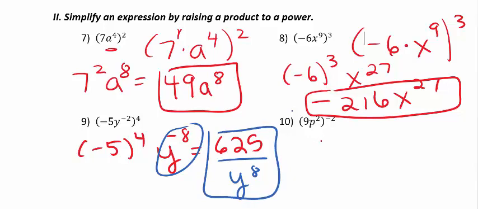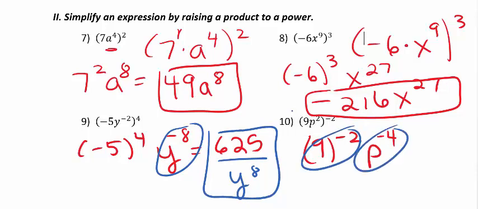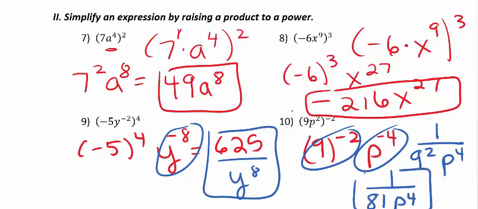9 is going to go to the negative 2 power. And then p, we're going to multiply 2 times negative 2 and get negative 4. Now both of these are negative powers. So both of them are going to come down to the denominator. And it's going to become 1 over 9 squared p to the 4th, and then we can evaluate 9 squared and get 1 over 81 p to the 4th.